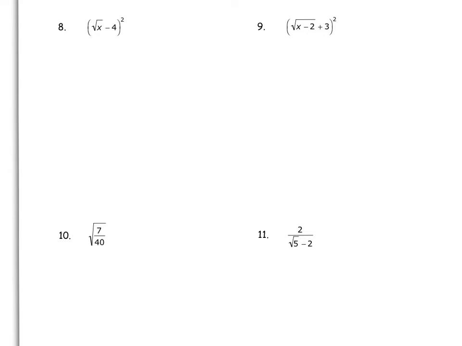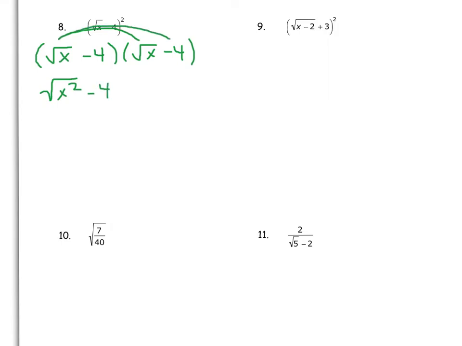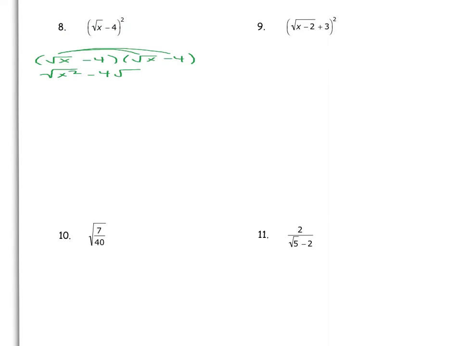Now we're going to finish up with a couple more calculations involving radical expressions. This next problem is going to have a square binomial, so we're going to be multiplying radical x minus 4 times itself. And as we multiply radical times radical, we'll have radical x squared. Outside products, a minus 4 radical x. And now we multiply negative 4 times radical x. And finally negative 4 times negative 4.